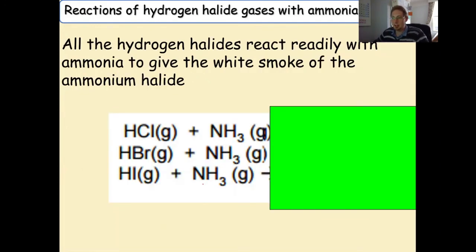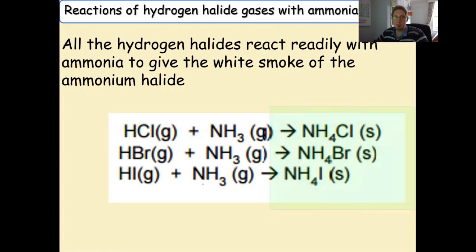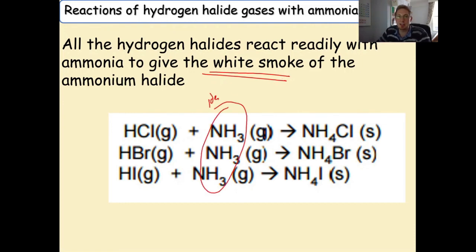All the hydrogen halides react readily with ammonia to give the white smoke of the ammonium halide. Again, white smoke here, highlighting the difference between steamy fumes and smoky fumes. It's important you know the difference. We can use ammonia to identify a hydrogen halide. We can't tell which one it is, but we can tell that we formed a hydrogen halide.